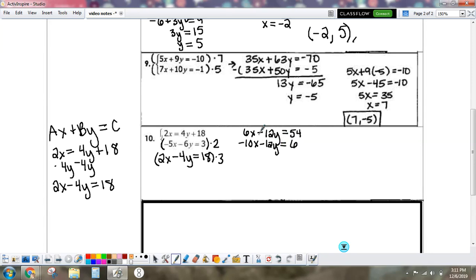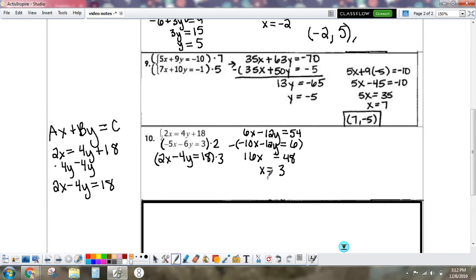So now I have the same sign again in front of my similar coefficients. So I need to subtract because it is the same sign. So 6 minus negative 10, remember that's 6 plus 10. It's going to be 16x. Negative 12 minus a negative 12 is 0. And 54 minus 6 is going to get me 48. I can divide both sides by 16 and get x equals 3.